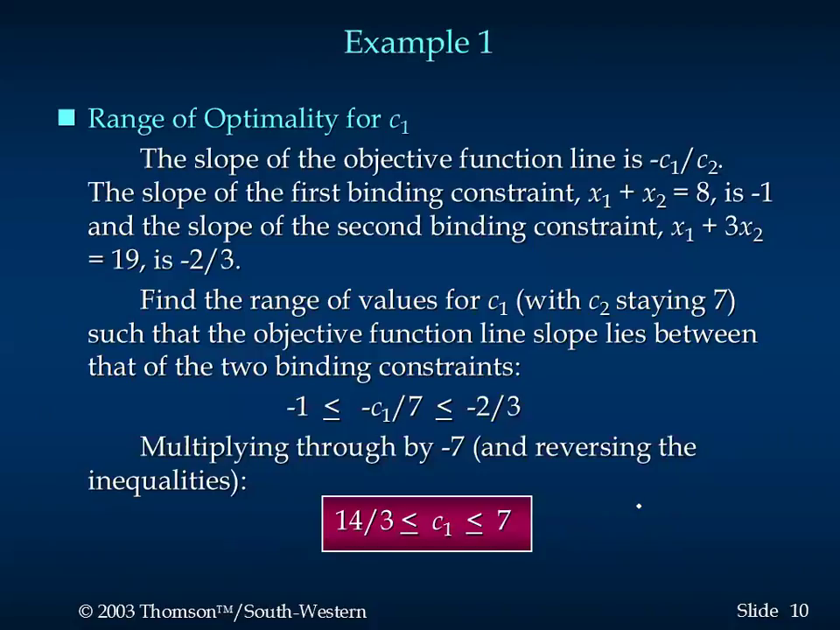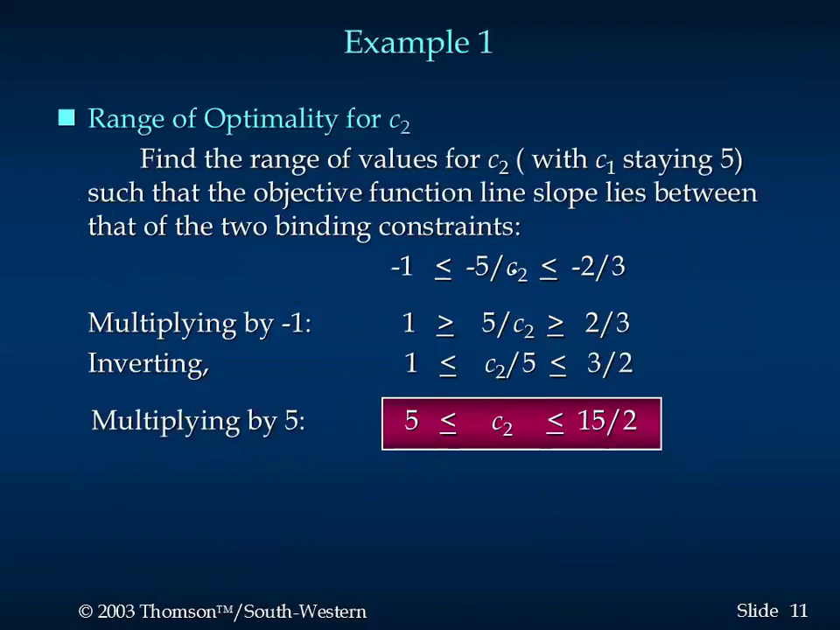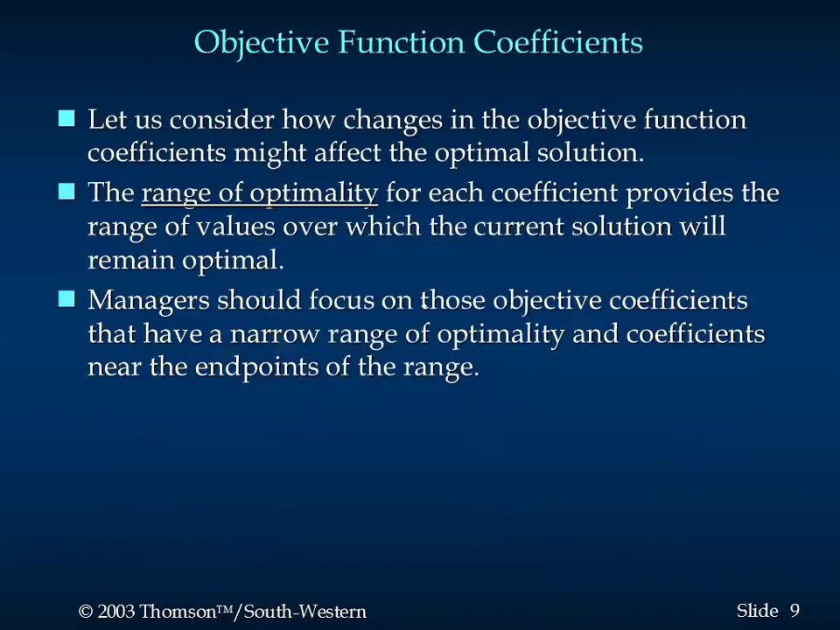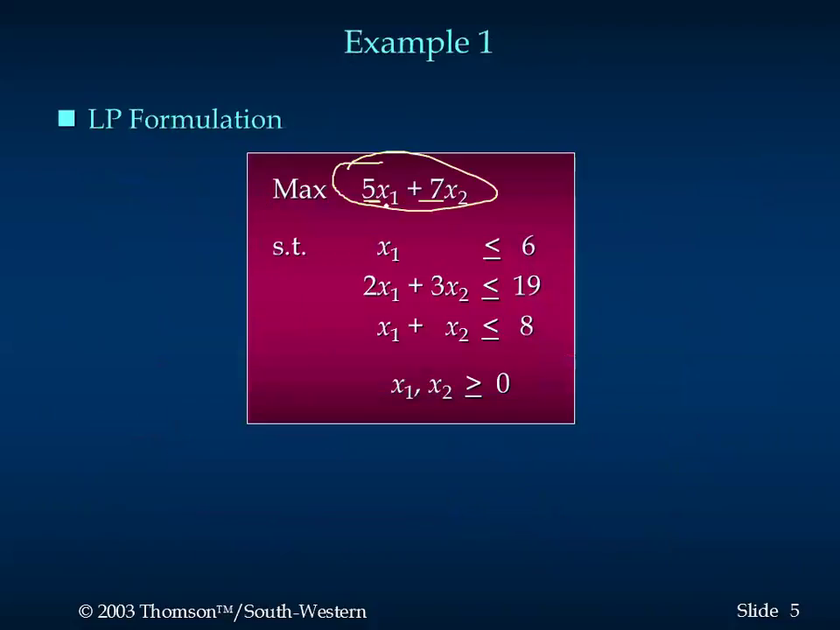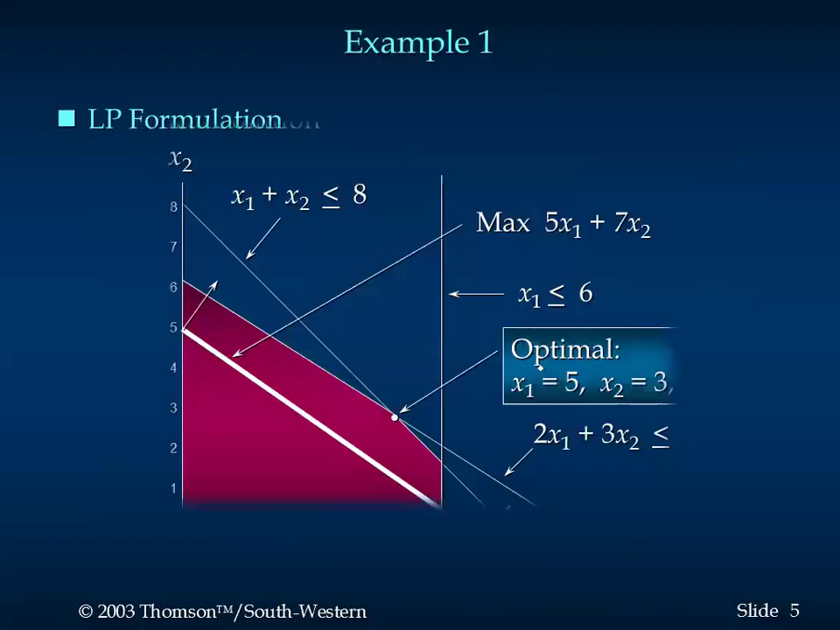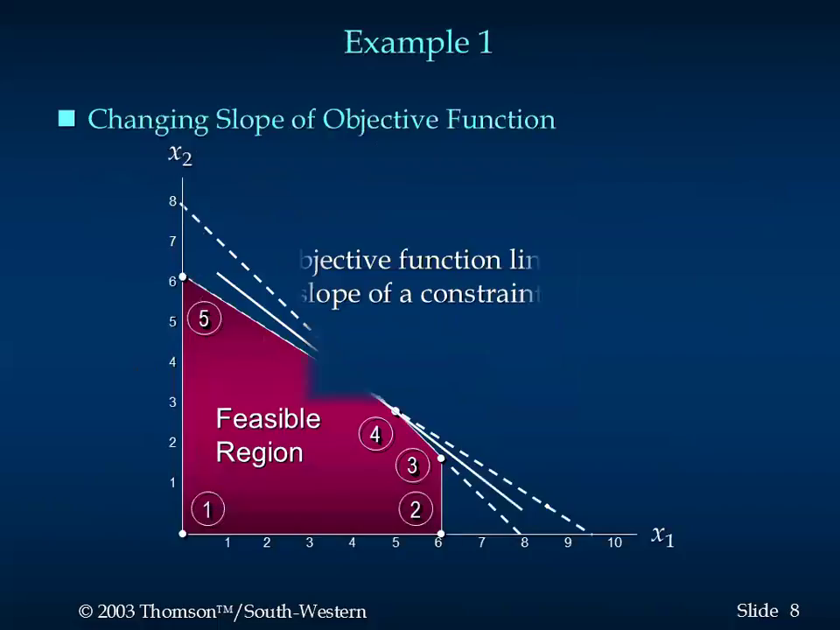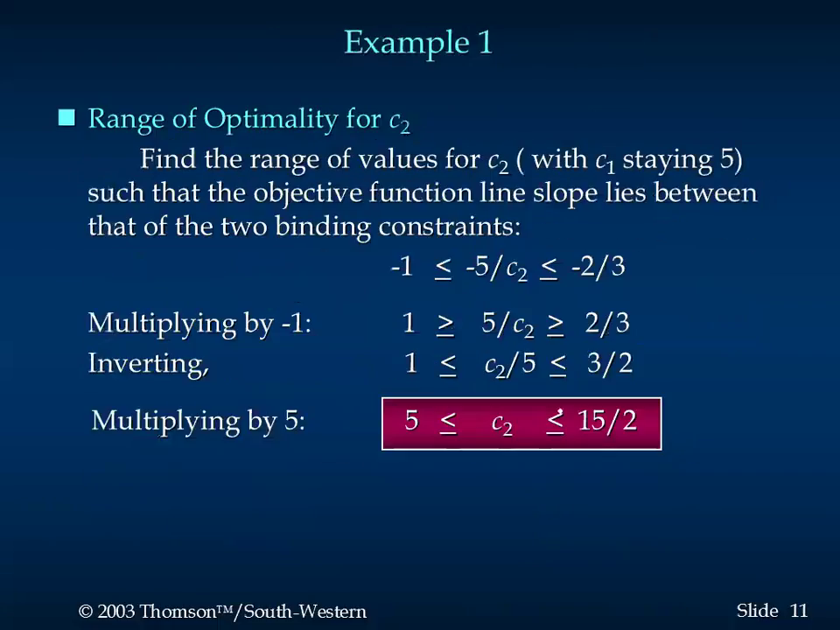Okay. Similarly, if we change C2 this time, so C1 remains at 5, C2 now becomes something else, okay? So what is the slope now? Minus 5 by C2. So minus 5 by C2 has to lie between minus 1 and minus 2 by 3. Rearranging, we'll get C2 must be greater than or equal to 5, less than or equal to 15 by 2. This becomes the coefficient range for C2.